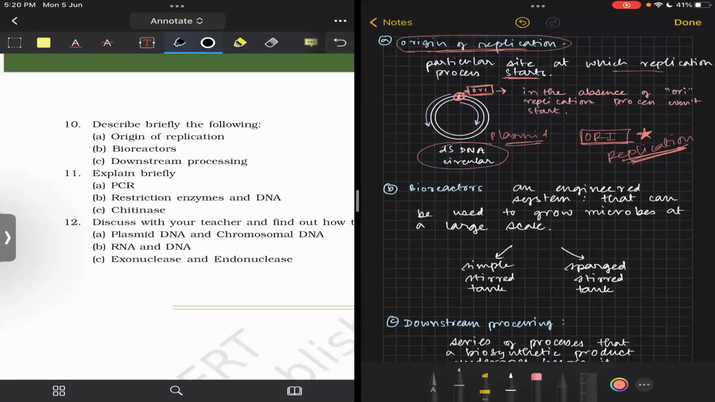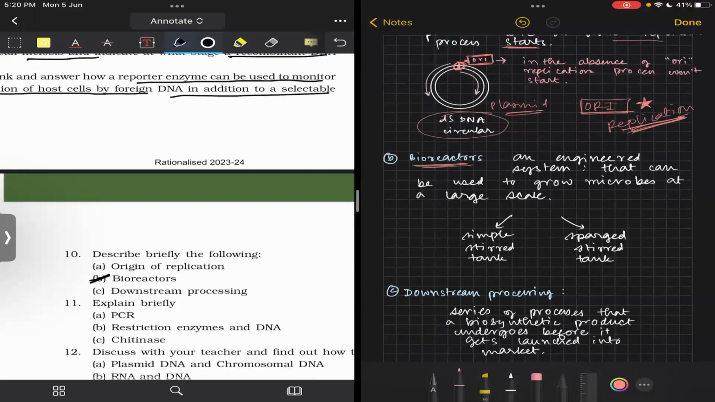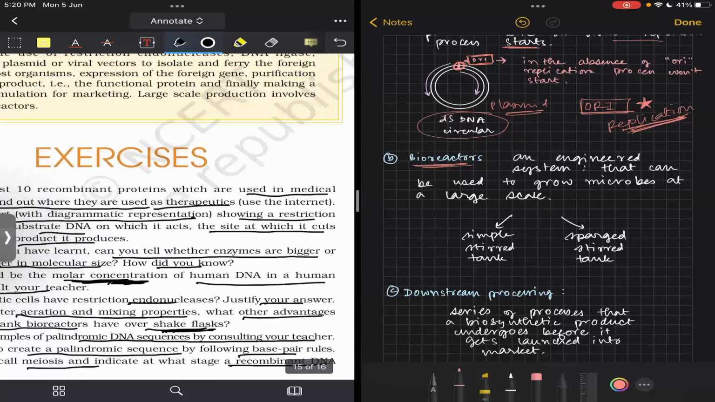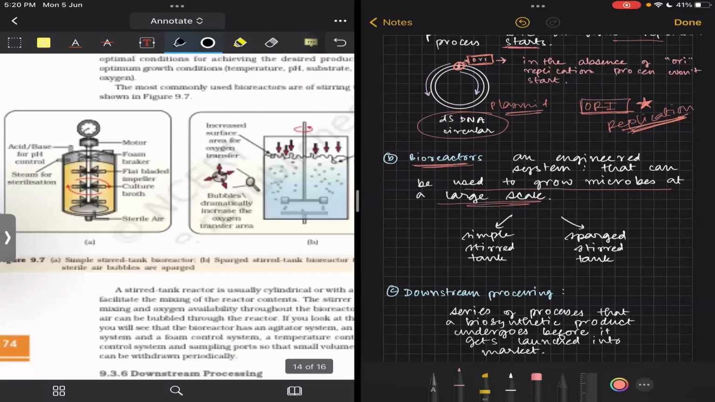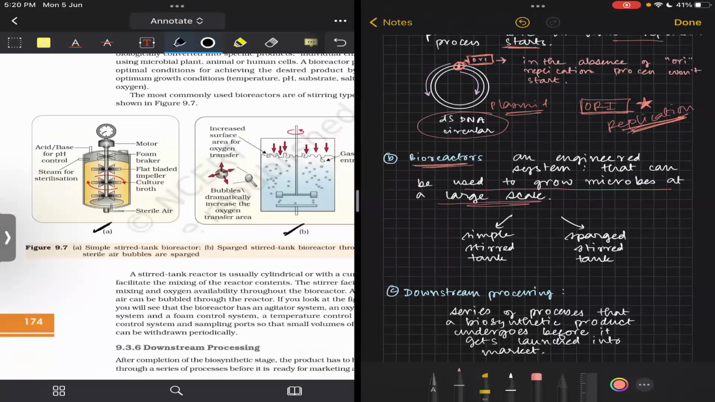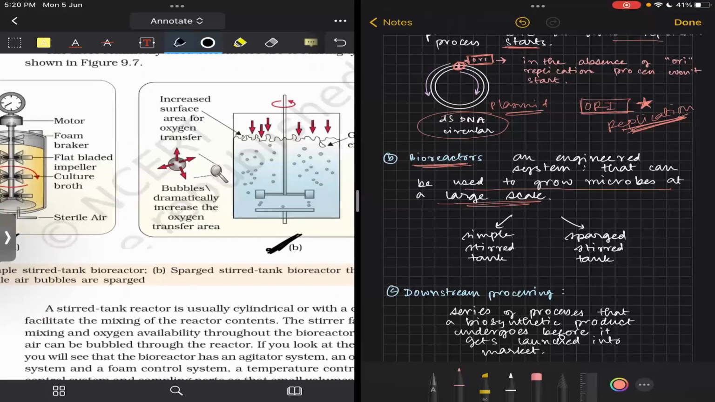Now coming to the second, bioreactors. So what are bioreactors? Bioreactors are actually an engineered system that can be used to grow microbes at a large scale. And NCERT mentions two kinds of bioreactors. So this is the simple stirred tank, and this is the sparge stirred tank. So what happens in the sparge stirred tank? We create bubbles. We create bubbles like that.